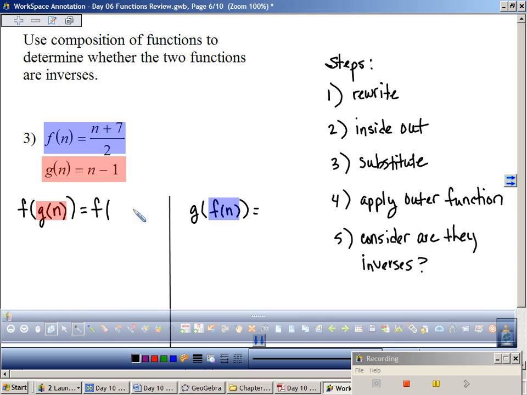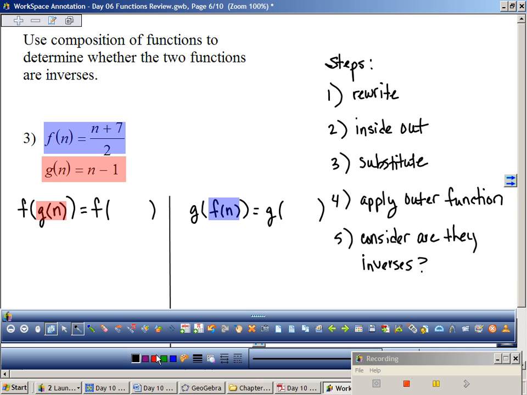So, from the inside out. Does it bug you guys that I do them side by side? No, it's fine? Okay.